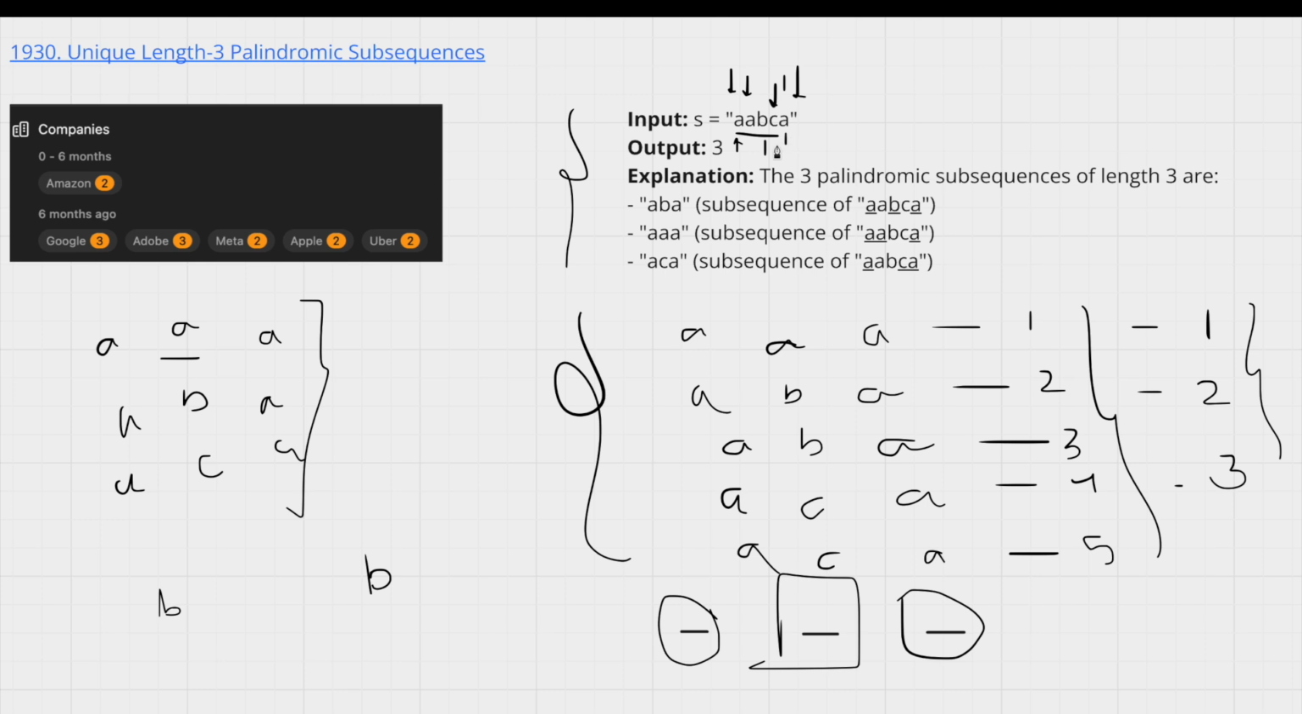But do we have B's frequency greater than 1? We are having a single B, so that won't be possible to make a palindromic subsequence of length 3. So B is not possible. Now let's check for C. For C as well, we do not have enough characters, so C is not possible. So only these three are possible. Okay, so now let's look into another example.